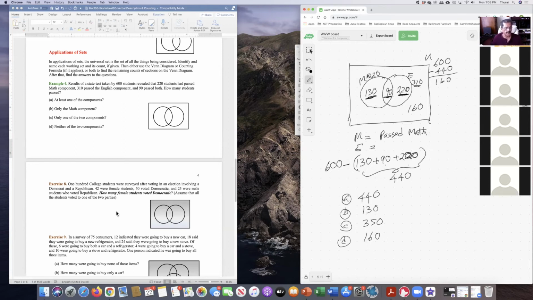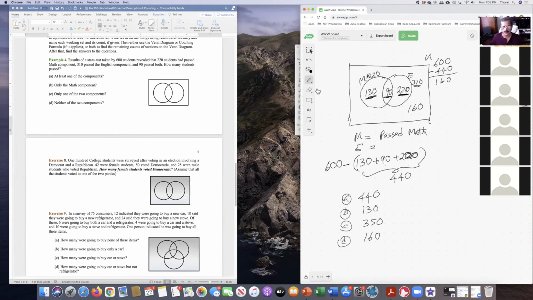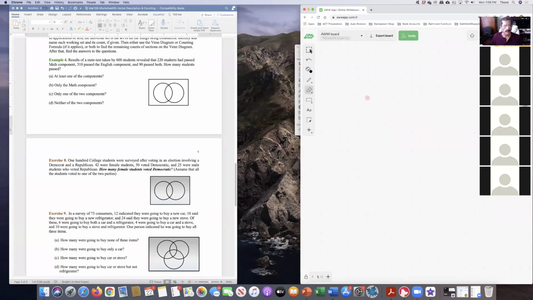Okay, exercise 8 is a little bit tricky, so I'm going to do that. It was meant to be an exercise, but should be an exam question. So erase the board. 100 college students were surveyed after voting in an election involving Democrats and Republicans. 42 were female students, 50 voted Democratic, 25 were male students who voted Republican.